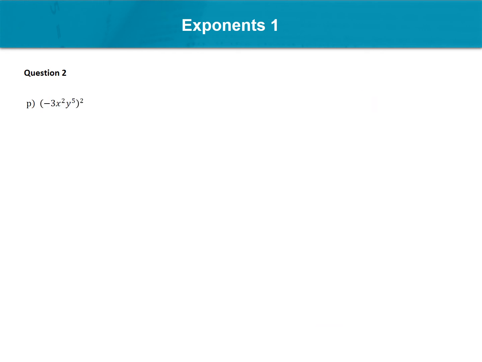Lastly, we have P. Same thing, we have exponents raised to a power, so we multiply them. Minus 3 squared gives you minus 9. X 2 times 2 is 4, and y 5 times 2 is 10.